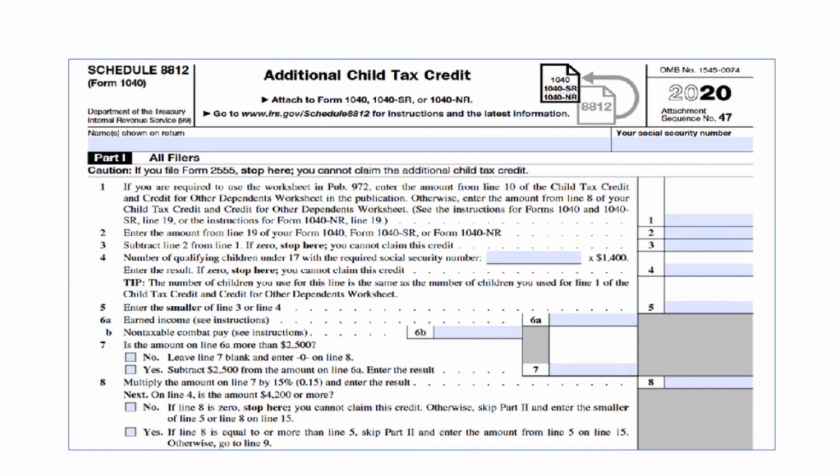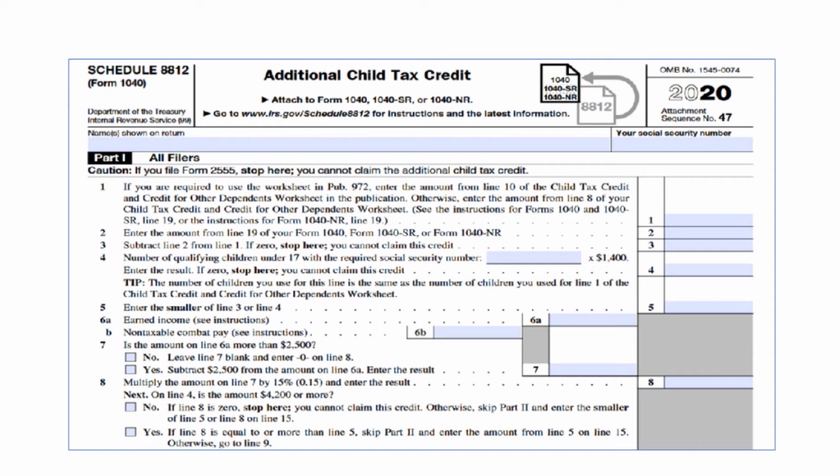Okay. Now line 8 has multiple lines here. For line 8, you want to multiply the amount on line 7 by 0.15. So that's 15%, and you want to enter the result here. Basically, you need to check yes or no to indicate whether the amount on line 4 is 4,200 or more. It will be 4,200 or more if you can claim 3 or more qualifying children.